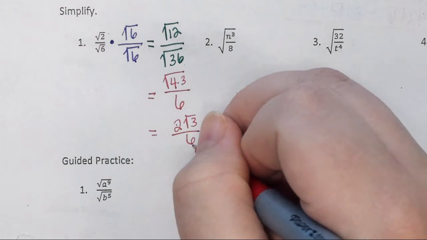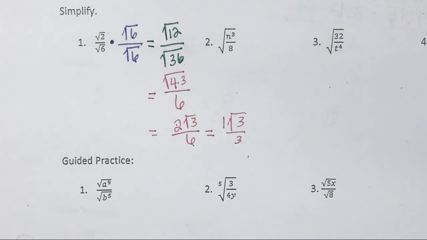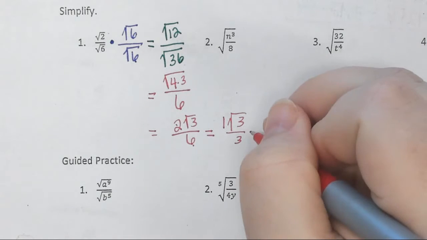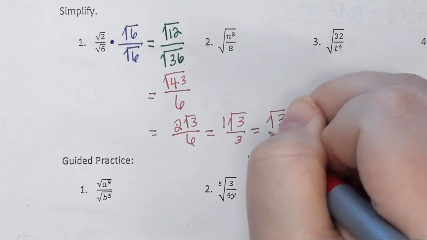And so 2 goes into 6 3 times. So yes, I heard, if you said 1 square root of 3 over 3, I heard you and you can have your point. But you and I both know we're not going to put that 1. It's understood to be there. So it's more mathematically pretty if you just leave it like that.